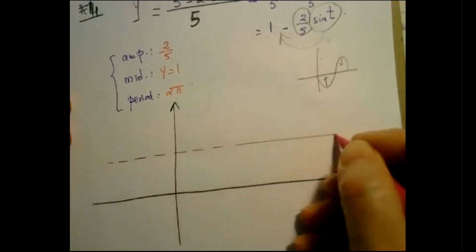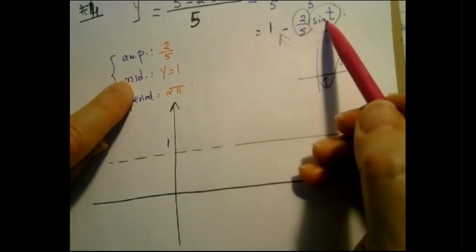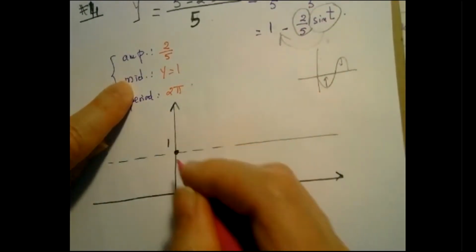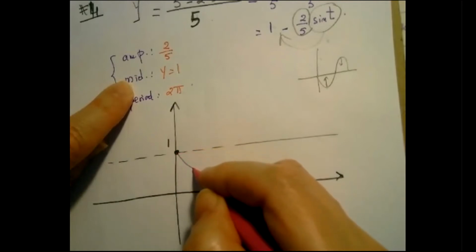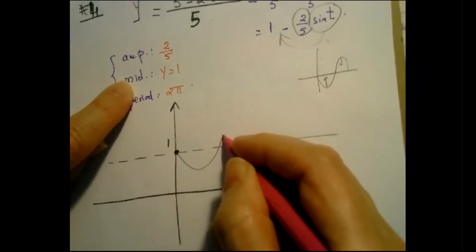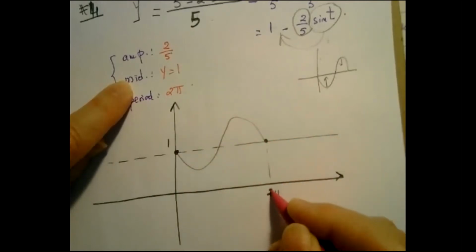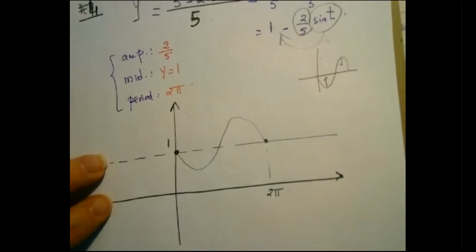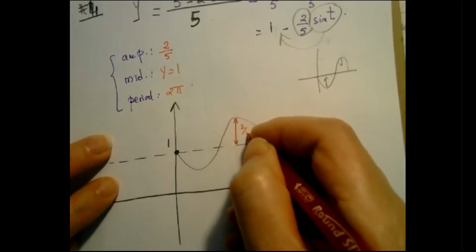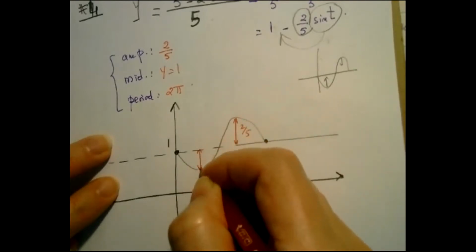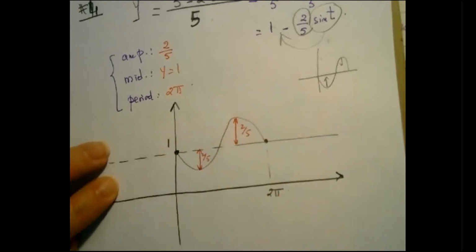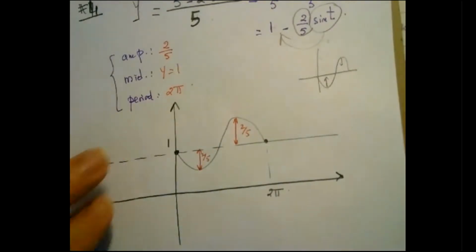So I usually start by the midline. That's y equal to 1. And then it looks like a sine with a negative. It means the sine starts at the midline, but we're going to go down 2/5. We're going to go up and then back here. And this is my 2 pi. My amplitude is from here to here. That's 2/5. That's the distance. And that's really how my graph is going to look.